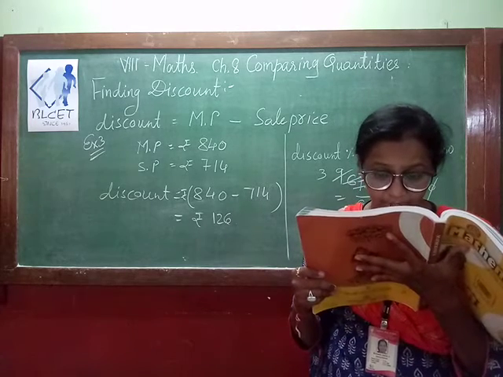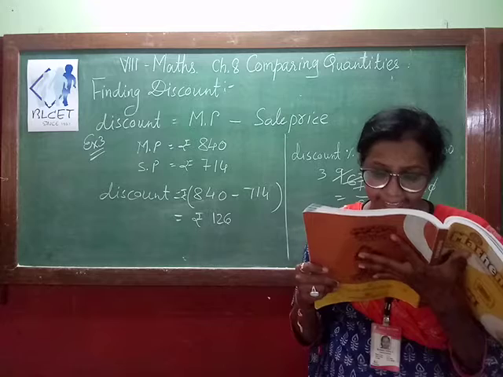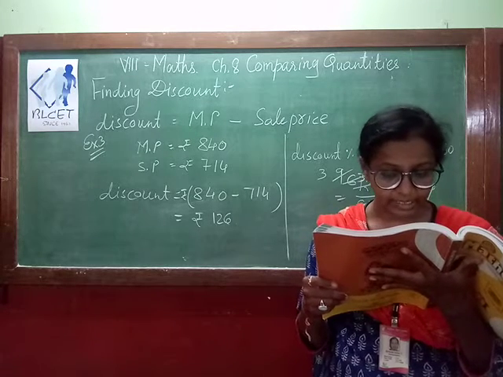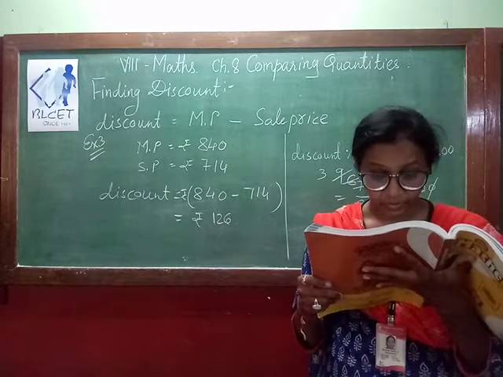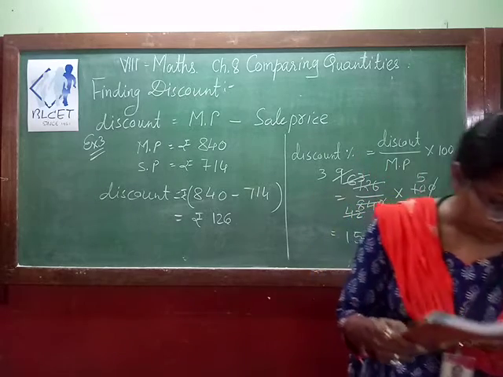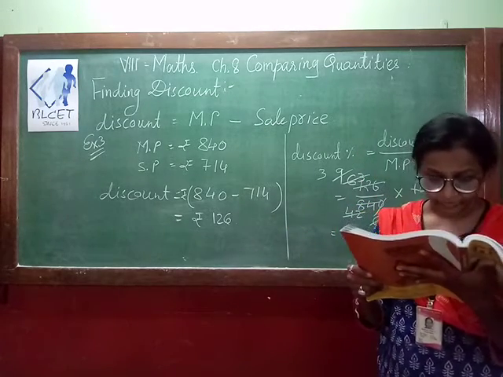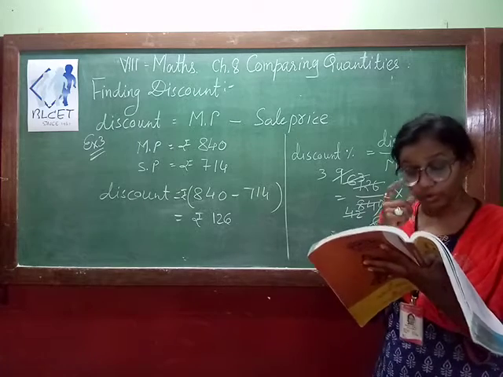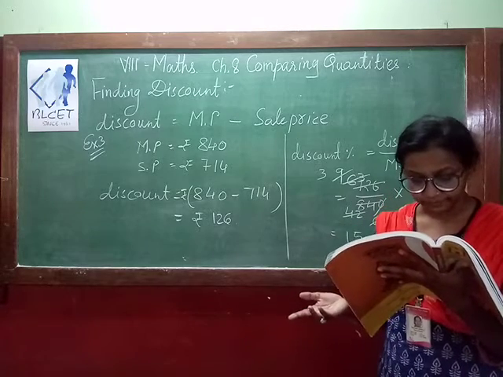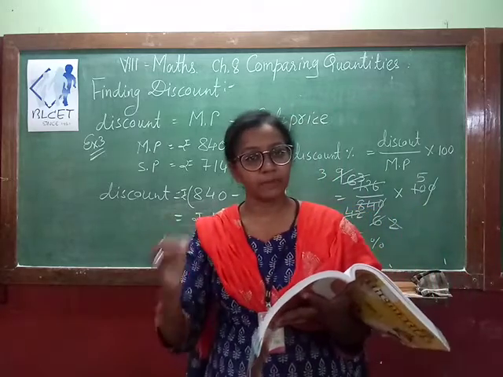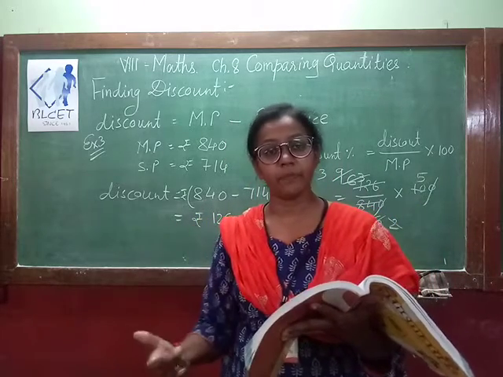The list price of a frog is rupees 220. A discount of 20% is announced on sales. What is the amount of discount on it and its sales price? Okay, so here we don't know what is the mark price.